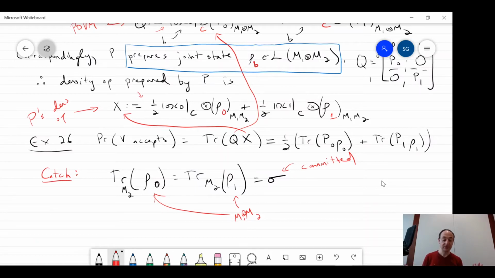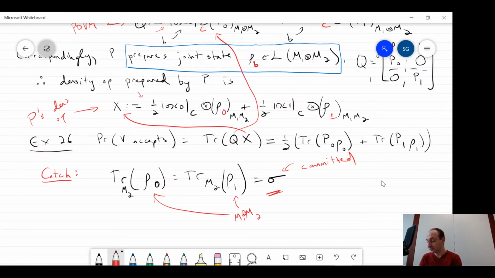But in both cases, only the part on M2 can depend on B. The part on M1, the first message, is independent of B. It's just a sigma. And so this condition captures the fact that if I throw away the second message, regardless of whether ultimately the prover prepared rho 0 or rho 1, what you see on the first register M1 is just sigma. Okay, there has to be this consistency constraint. This is the commitment.